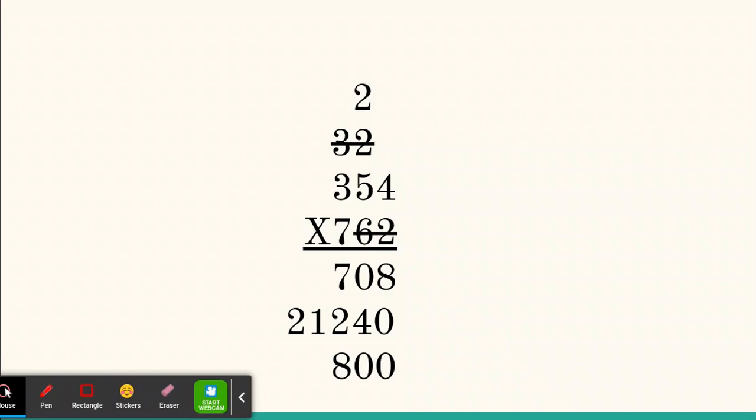Next, we do 7 times 5, which is 35, and we add the 2 from 28 to get 37. Now we multiply the 3 and 7 to get 21, and we add the 3 and get 24.